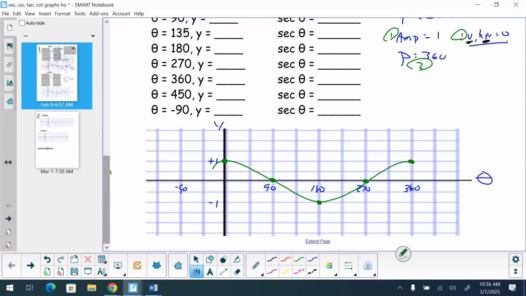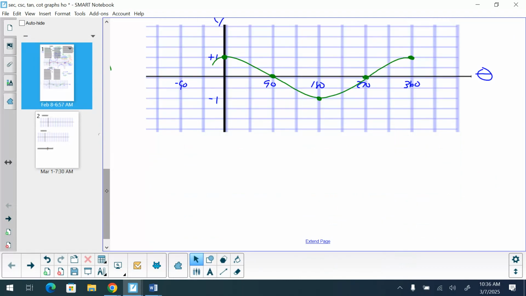Next thing we're going to draw in now are our vertical asymptotes. So wherever we cross our prime axis, our neutral axis, we'll draw in our vertical asymptotes. Our neutral axis crossings are at 90 and 270. At 90 and 270, we draw in our vertical asymptotes.